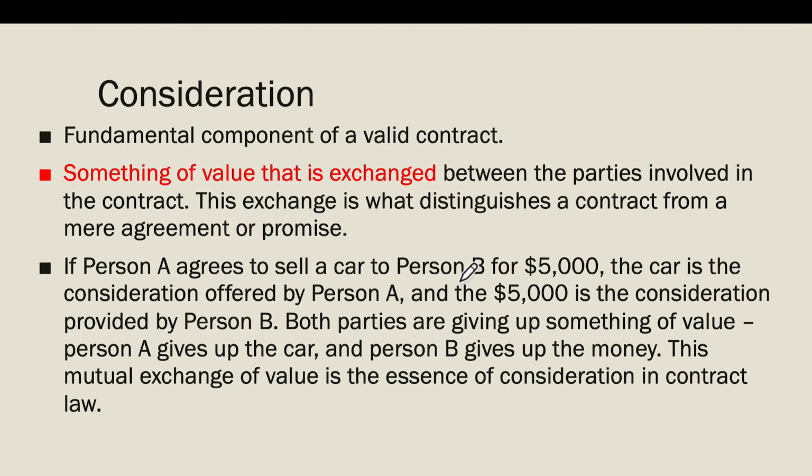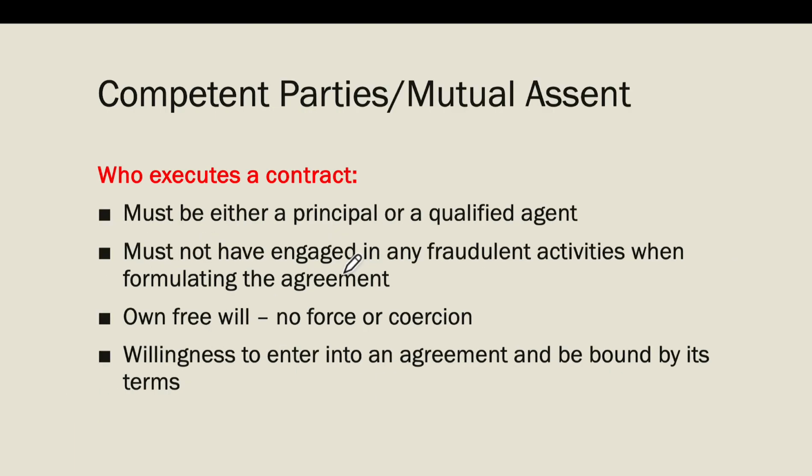Another example would be if person A agrees to sell a car to person B for $5,000. One person would be giving away $5,000 and the other person would be giving their car. So an exchange is happening, and that part is called consideration, and that's an essential component of any contract.